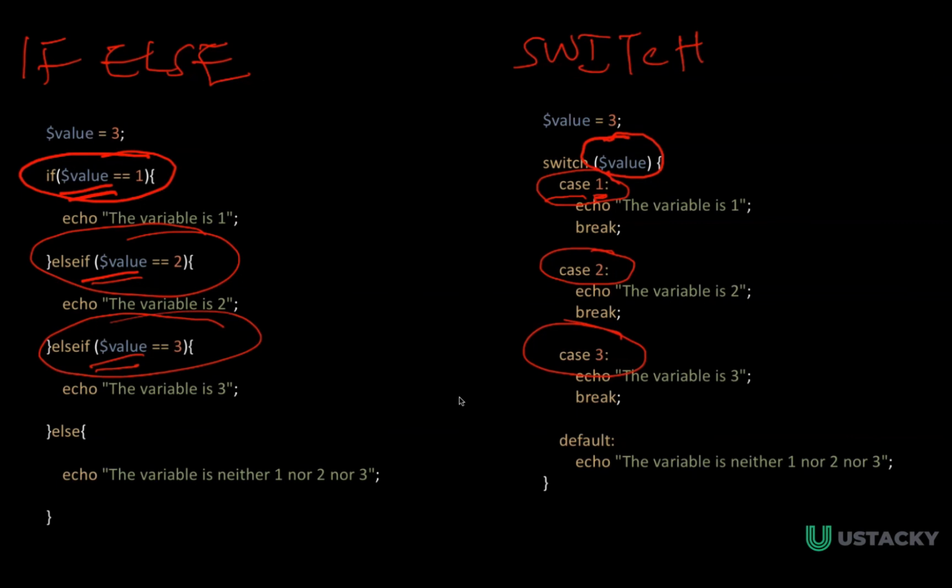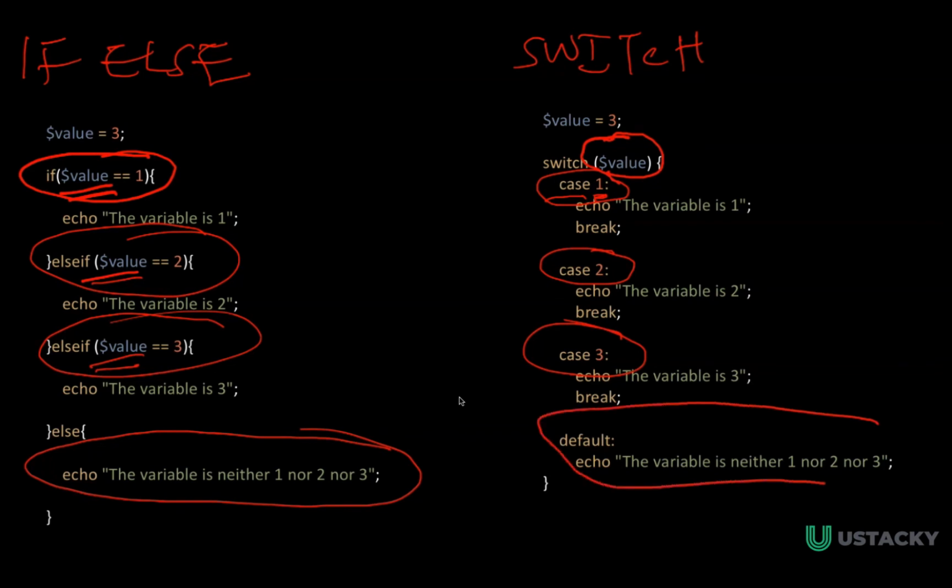And here you have, for the else statement, when all these conditions are false, this is going to be executed. For switch statement, it is called default. So this default is going to run if all the 3 cases above are false. It is similar to else in the if-else statement.